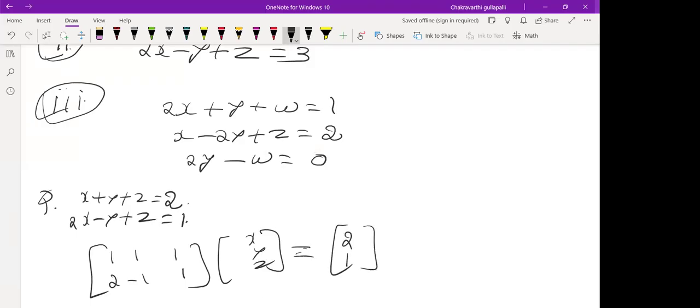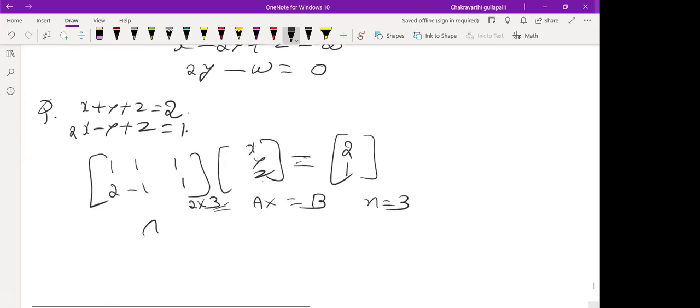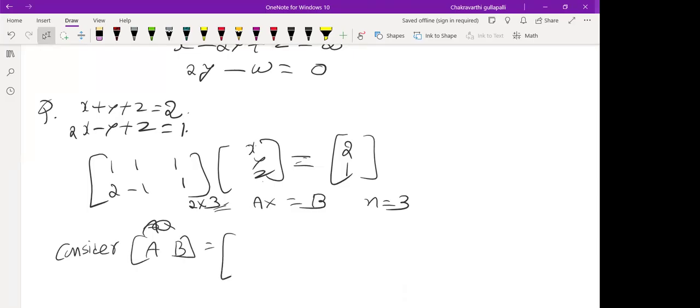This is in the form Ax equal to b. X means x, y, z. How many columns? That is very important. N is 3. N denotes the number of columns or number of unknowns. Always remember, the number of columns will be equal to the number of unknowns. That will always be satisfied. That value is called N. What is the methodology? This is in the form Ax equal to b, so we have to consider A along with b, the augmented matrix.